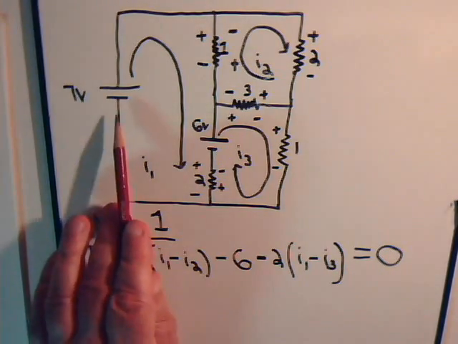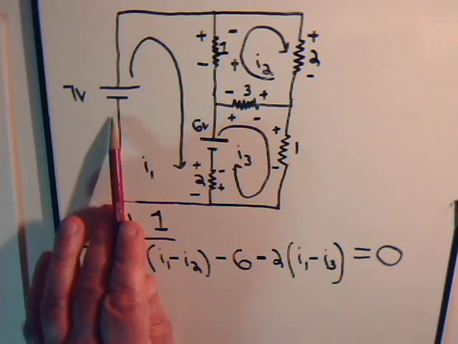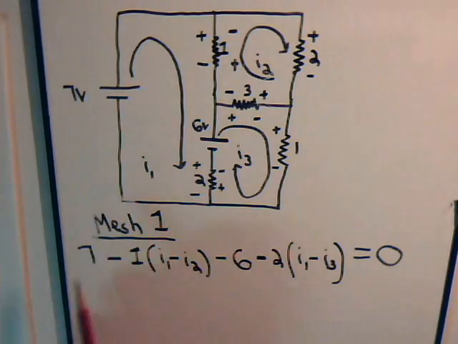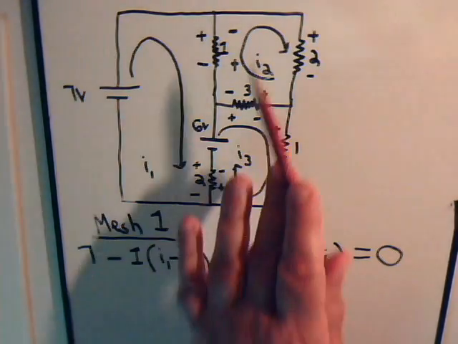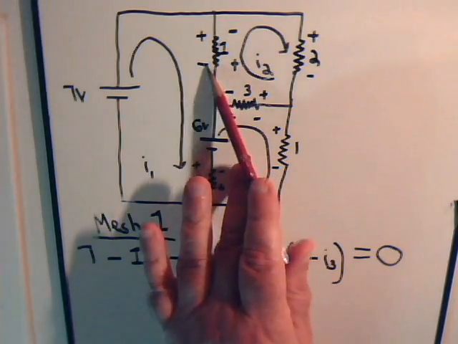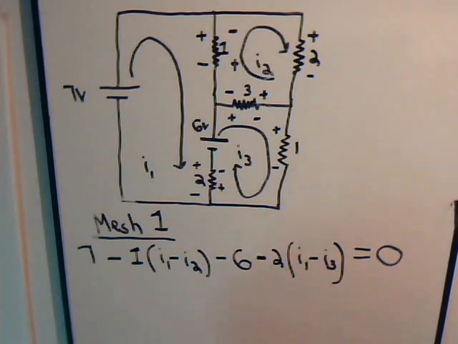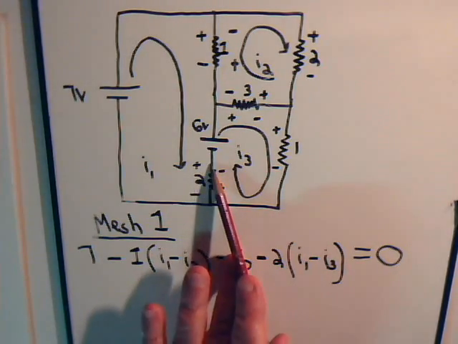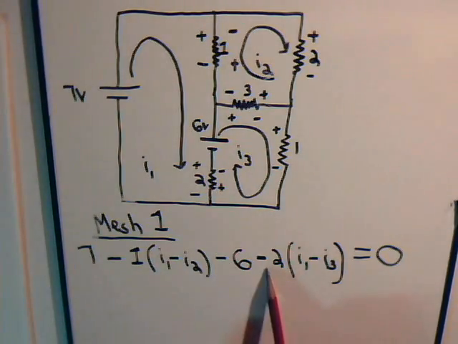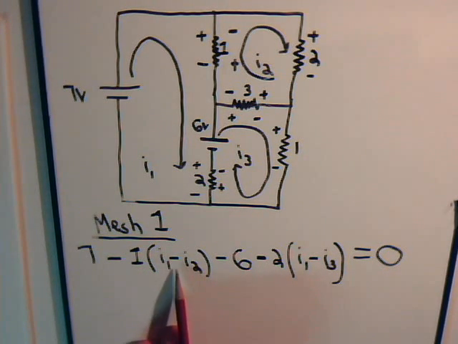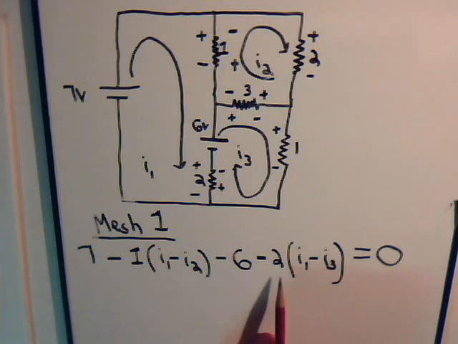So here we have a plus voltage drop, if you will. We're going from minus to plus. Here we have a negative voltage drop going from plus to minus. Here we have a negative voltage drop going from plus to minus, and across the resistor, a negative voltage drop going from plus to minus. And of course, for the resistors, the voltage drop is equal to the resistance times the amount of current going through the resistor, which we have shown like this.